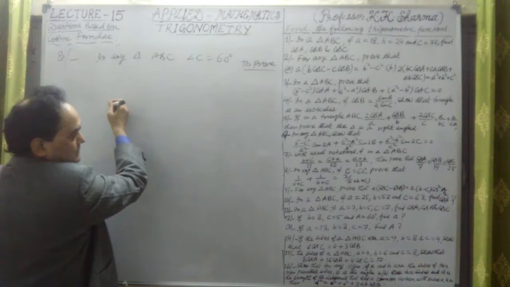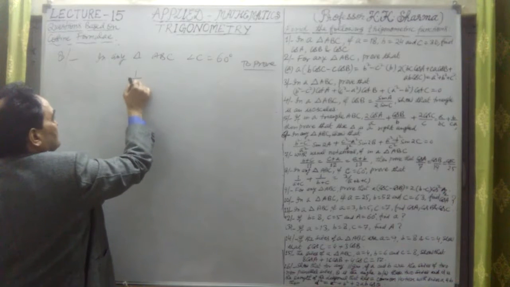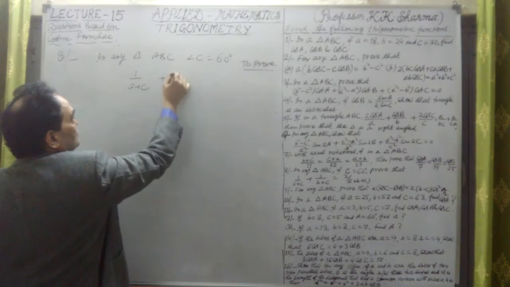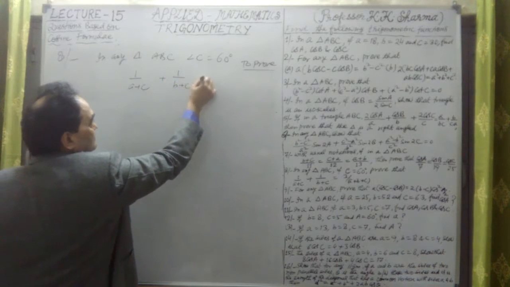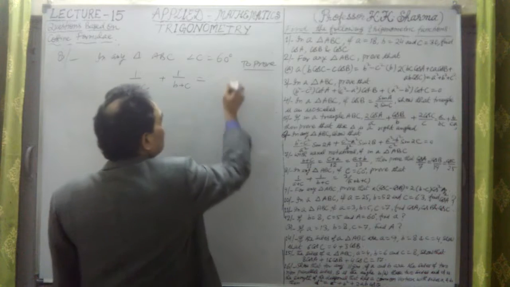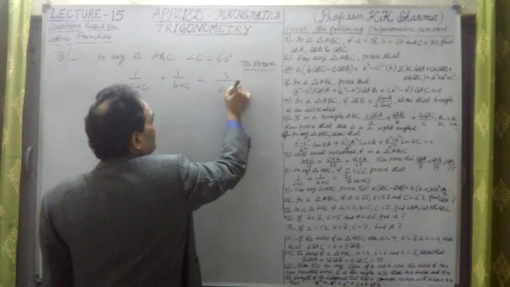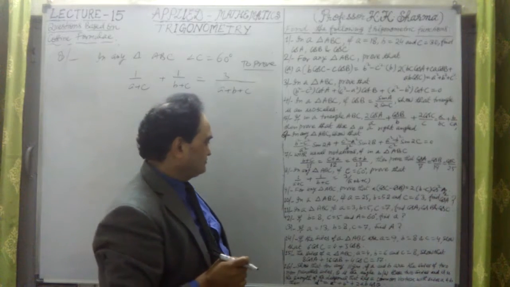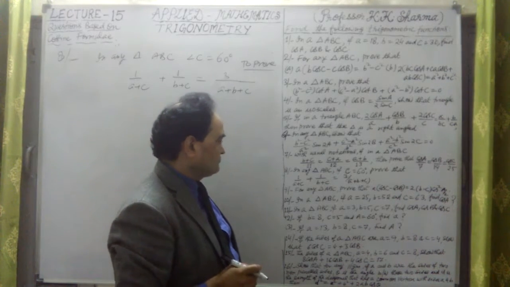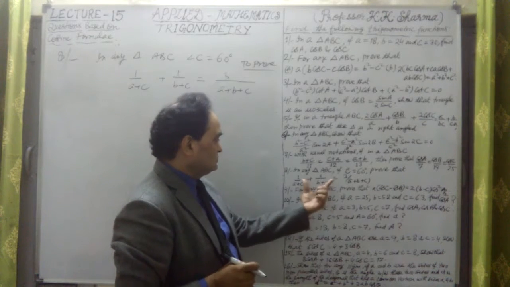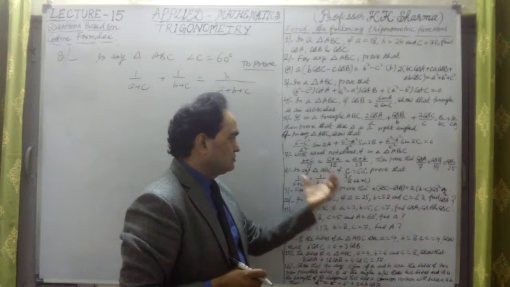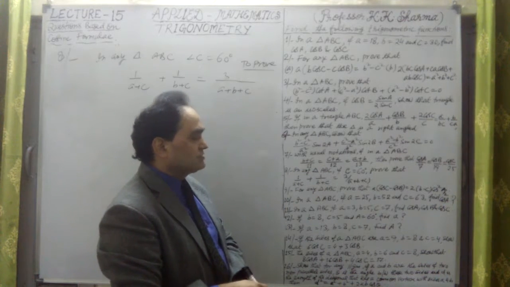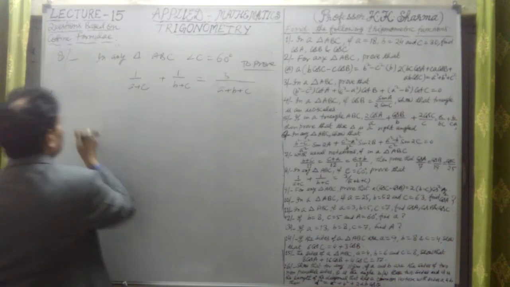we will prove here then. The question is that 1 upon A plus C plus 1 upon B plus C is equal to 3 upon A plus B plus C. This we have to prove. Alright, let us now prove this. These two values are equal if C is 60 degree. Okay, let us take the solution.